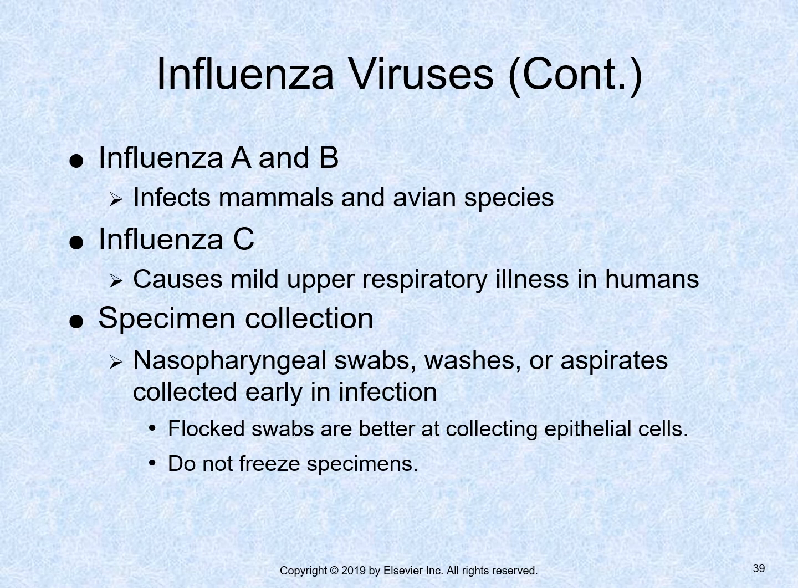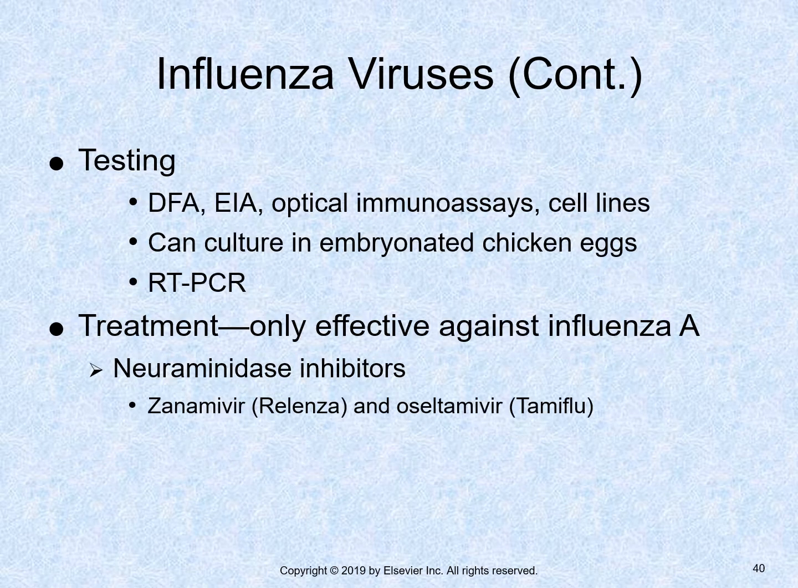The appropriate specimens for laboratory testing include nasopharyngeal swabs, nasopharyngeal washes or aspirates that are collected early on in infection. Flocked swabs are better at collecting epithelial cells, so are the preferred type of collection device. Specimens for influenza testing should not be frozen. Various rapid kits are commercially available for diagnosis of influenza. Some of these kits are low complexity and have CLIA waivers, so they can be performed in doctors' offices and clinics.